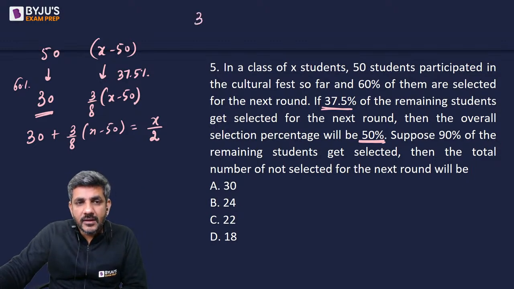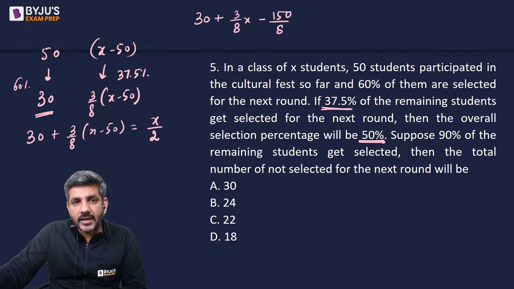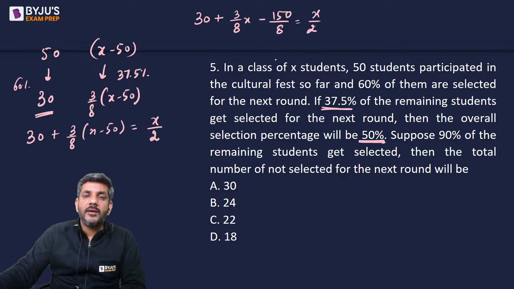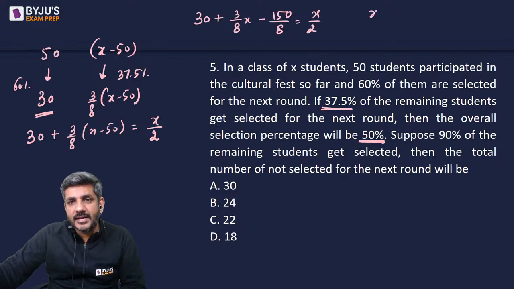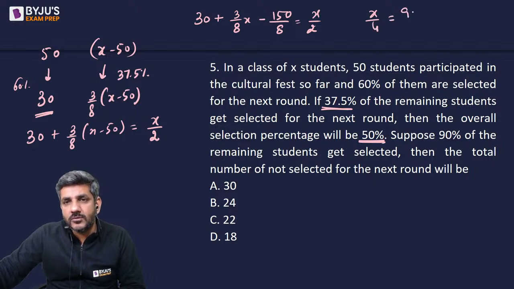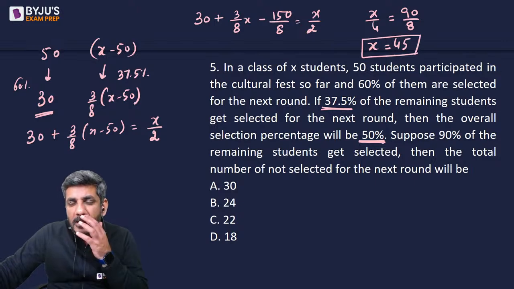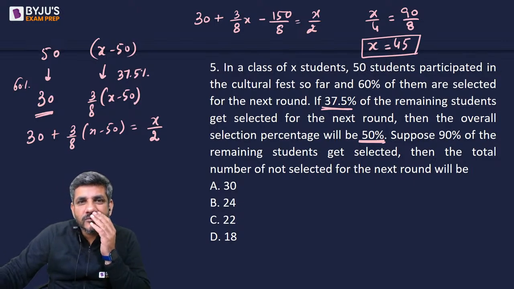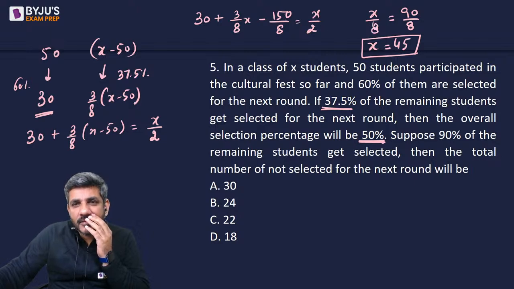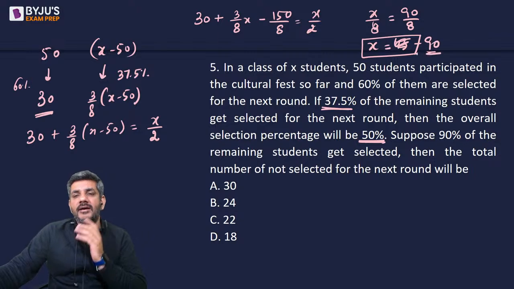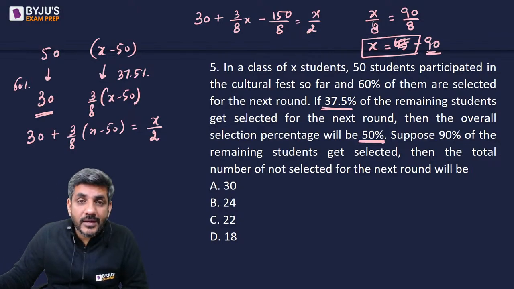Let us just solve it now. It has 30 plus 3 by 8 x minus 150 by 8. It is equal to x divided by 2. Or x by 2 minus 3 by 8 x is equal to x by 8. I am getting x is equal to 45. No, I made a mistake somewhere, let me check once. So 240 minus 150. Sorry, it was x by 8, so the value of x here comes out to be 90.